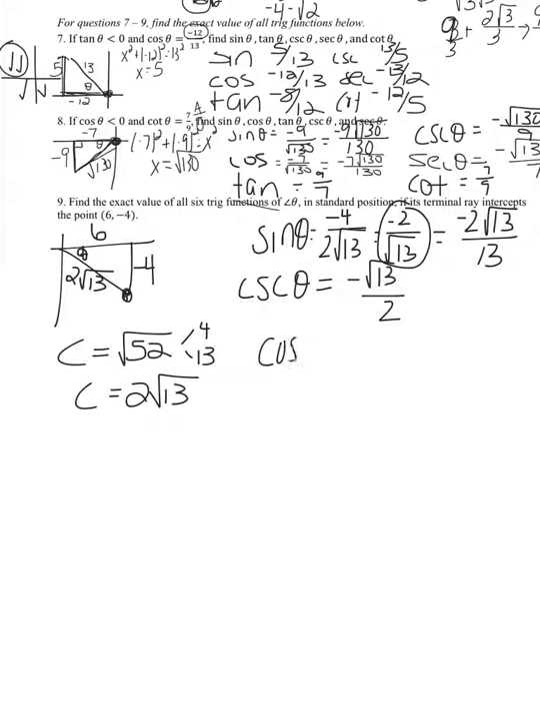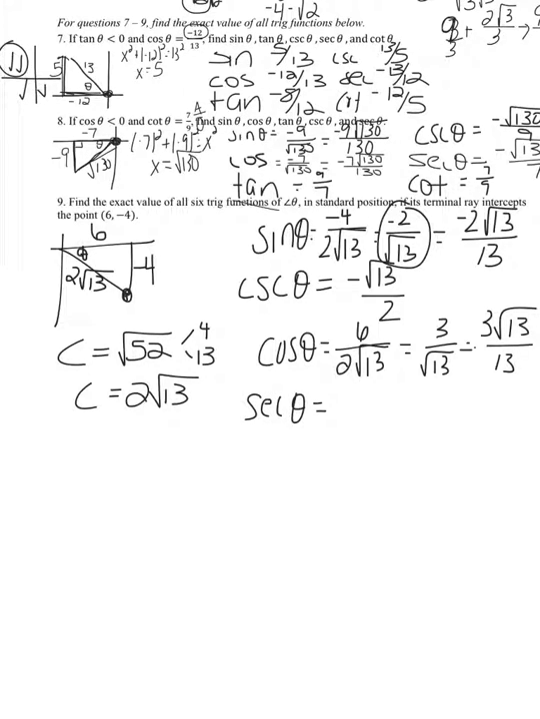Then cosine of theta is adjacent over hypotenuse. Same idea, that is 3 divided by the square root of 13. Rationalize it, it is 3 square root of 13 over 13. So then secant of theta. Again, I'm going to flip the one in the middle here. I could flip any of these 3 and still get the same answer, but this just has the least amount of work. Square root of 13 divided by 3.